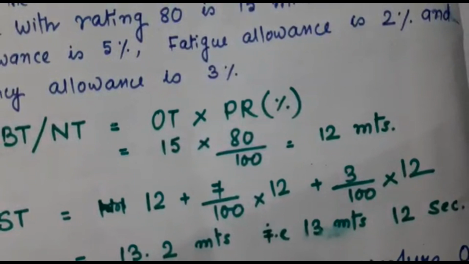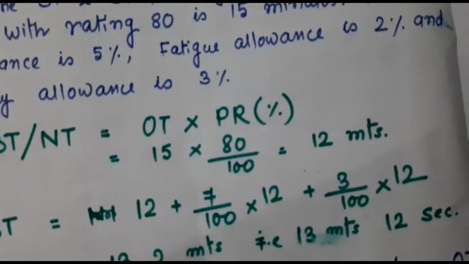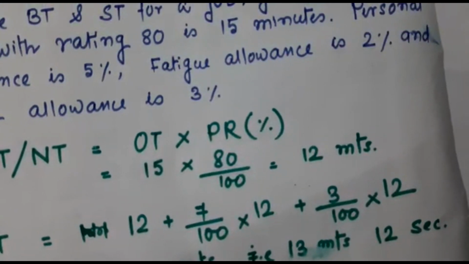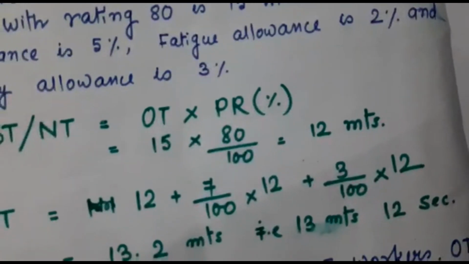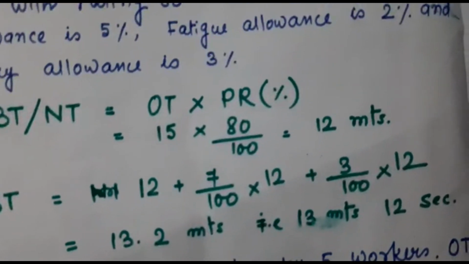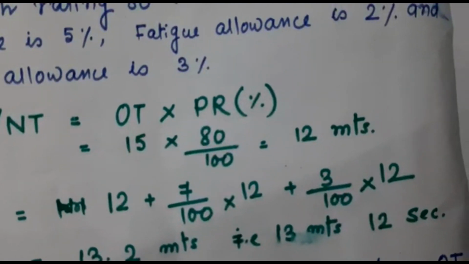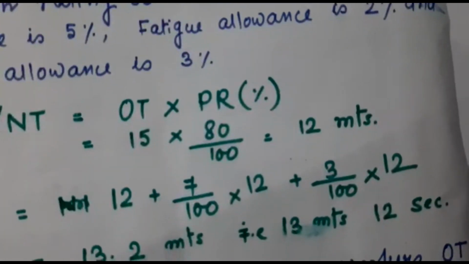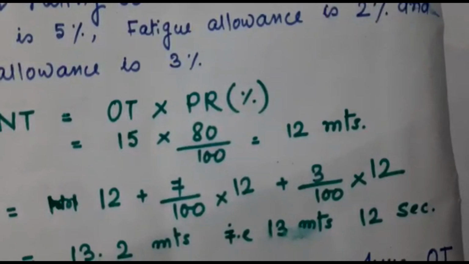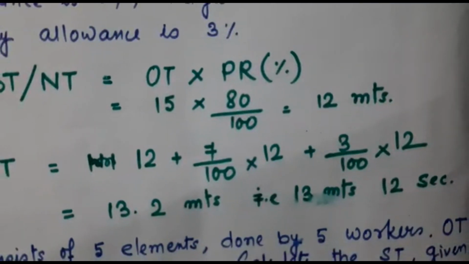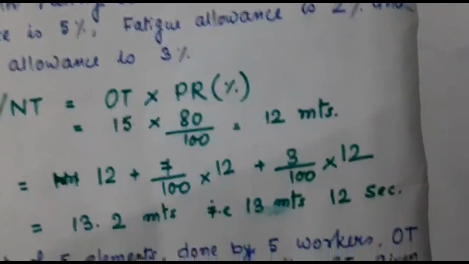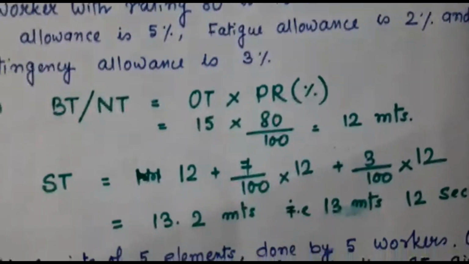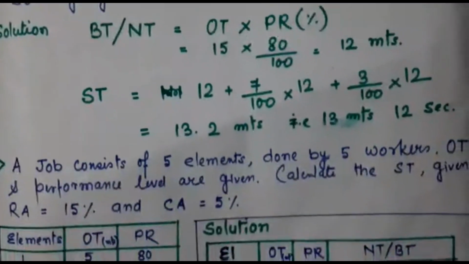Next, we will be determining the standard time. So standard time, as we have seen, is normal time plus relaxation allowance plus contingency allowance. Both the allowances are calculated as a percentage of your normal time. So 12 plus, both the allowances, personal need allowance and fatigue allowance, come to 7%. So 7 by 100 into 12, plus contingency allowance of 3%. That gives us 13.2 minutes, which means 13 minutes and 12 seconds. This is a very simple sum, so we can do it, right?